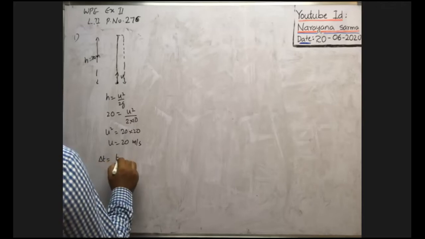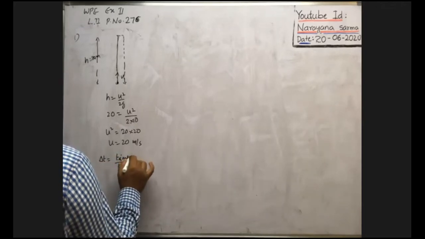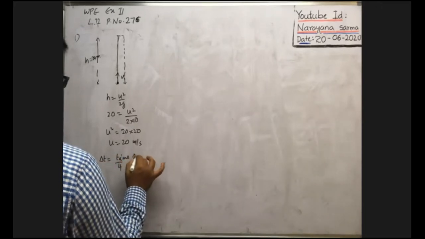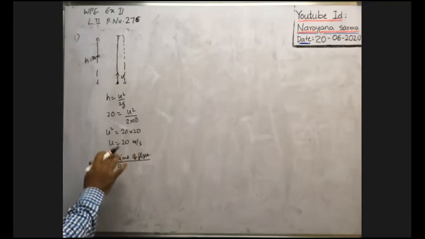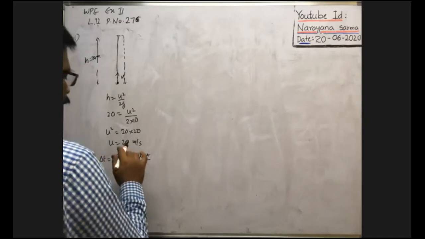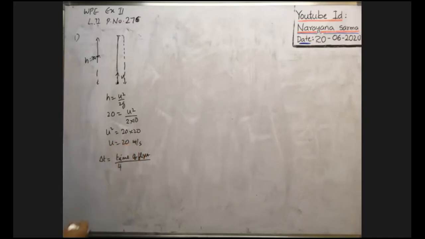It is the time of flight. Time of flight of each ball is equal to T by n, as 4 balls are projected, T by 4. Then that gives the time interval between any two successive balls.